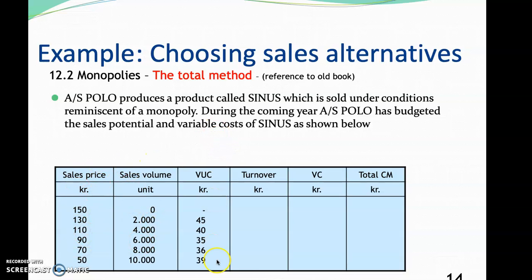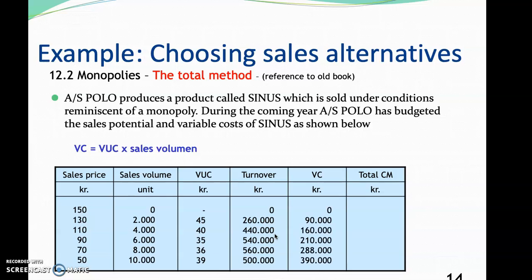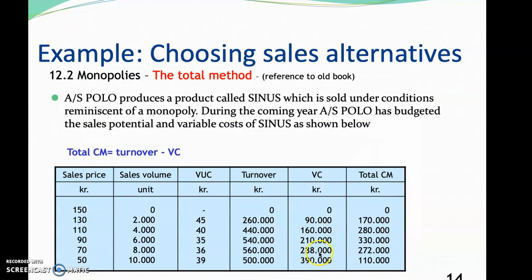Sales price, sales volume, variable unit cost. Then we see the turnover here. Variable cost, variable unit cost multiplied by sales volume. And then we have the total contribution margin here. What we look for here is the place where the total contribution margin is the highest. What you should focus on is the sales price here. Is the sales price 90, and then you have a sales volume of this much. This is the place where it makes most sense for you to stop.